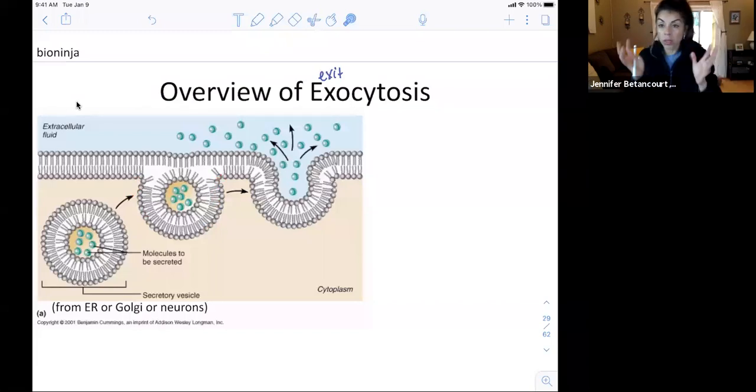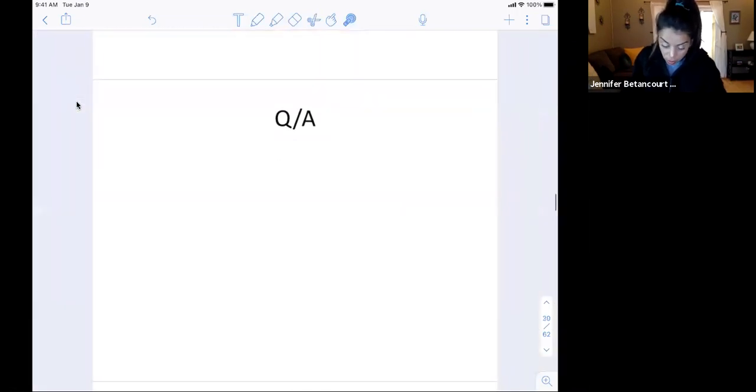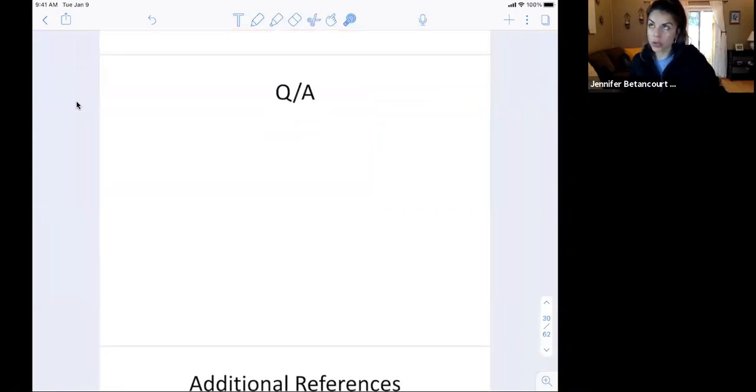And then once it fuses, basically that vesicle's popping open and all the molecules can exit and go where they need to go. Usually if it's trash, it gets thrown out. If it's a signaling molecule, these molecules will go to other cells to do whatever they need to do there. Okay, so questions on transport of large molecules? All right, sweet.